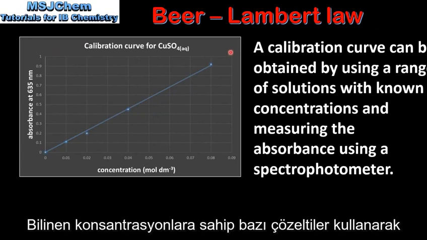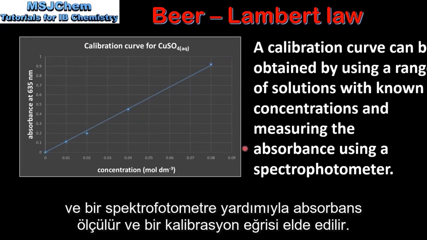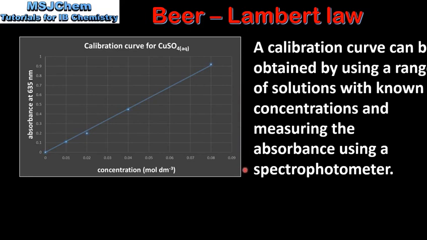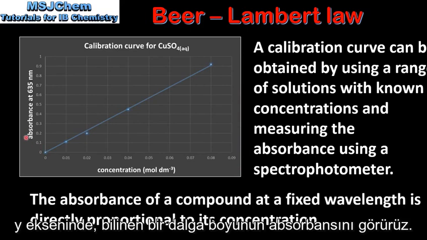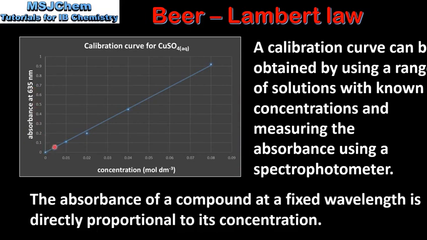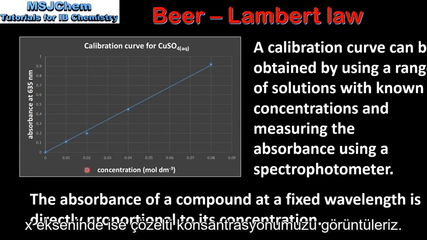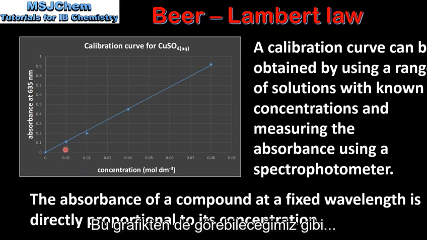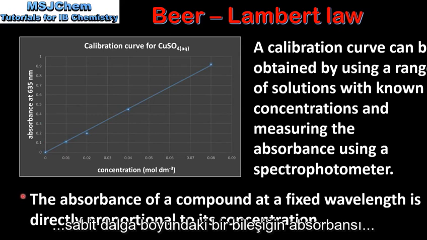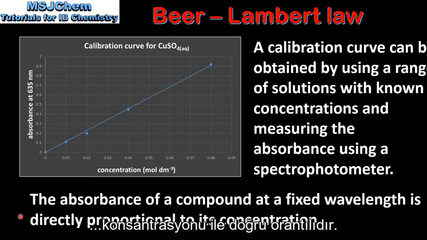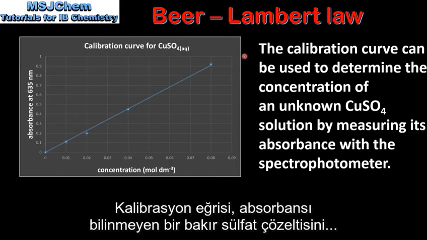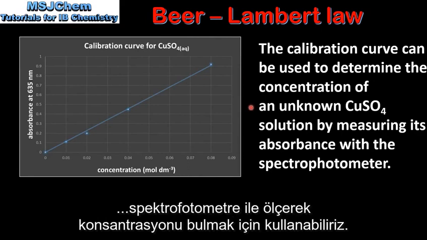A calibration curve can be obtained by using a range of solutions with known concentrations and measuring the absorbance using a spectrophotometer. On the y-axis we have the absorbance at a certain wavelength. On the x-axis we have the concentration. So as we can see from this graph, the absorbance of a compound at a fixed wavelength is directly proportional to its concentration.